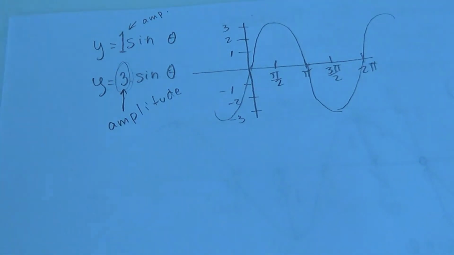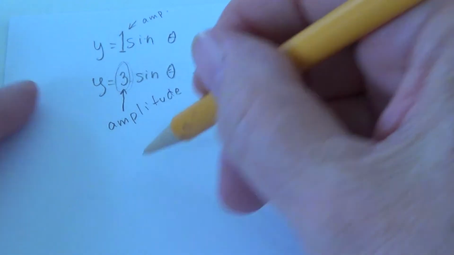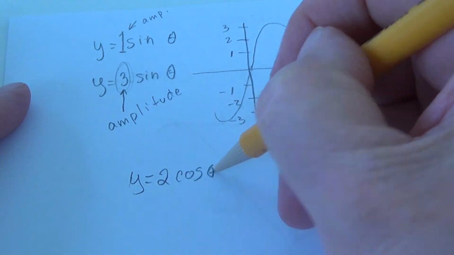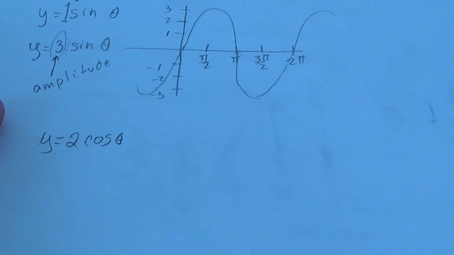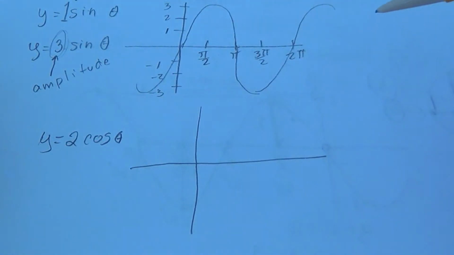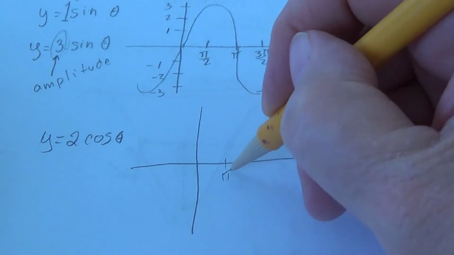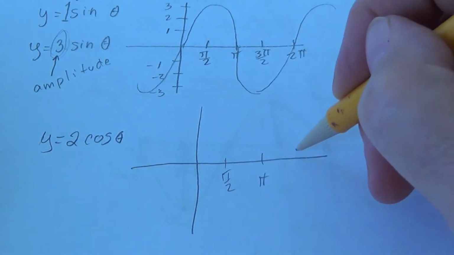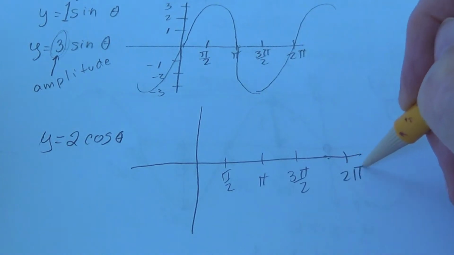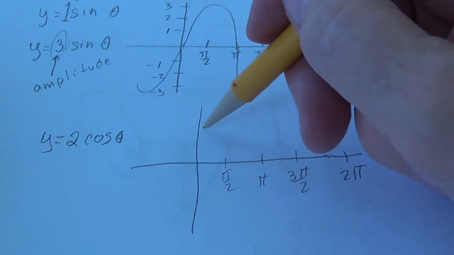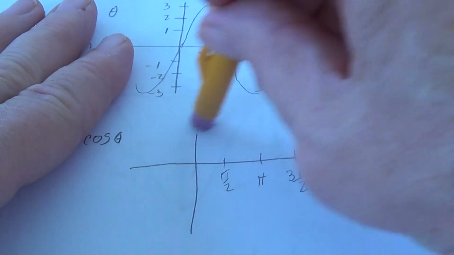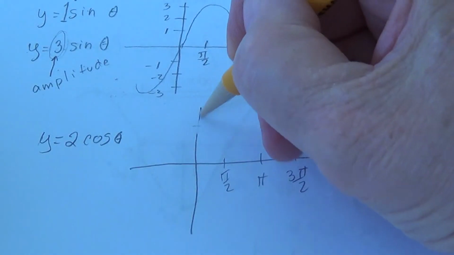y equals 2 cosine theta? All right, so being a terrific student, you would draw in the pi over 2 parameters, pi, 3 pi over 2, all the monkey math, and you will expect cosine as usual to start at 1. Let me move 1 down on this graph so I have room.